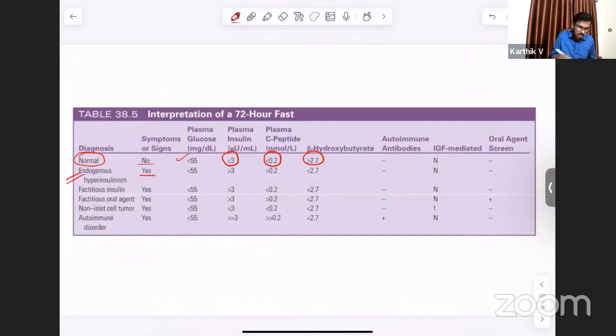What happens with endogenous hyperinsulinism, as in insulinoma? The patient will have symptoms. The blood glucose will be less than 55. The insulin levels will be high. The C-peptide levels will be high, and beta hydroxybutyrate will be low because the ketogenesis is suppressed.